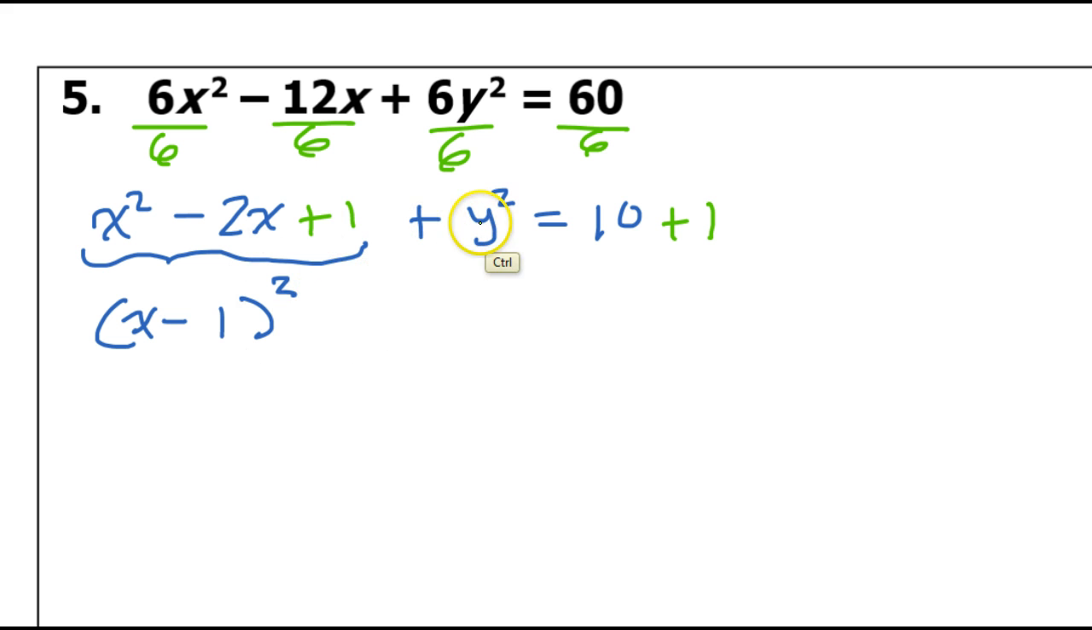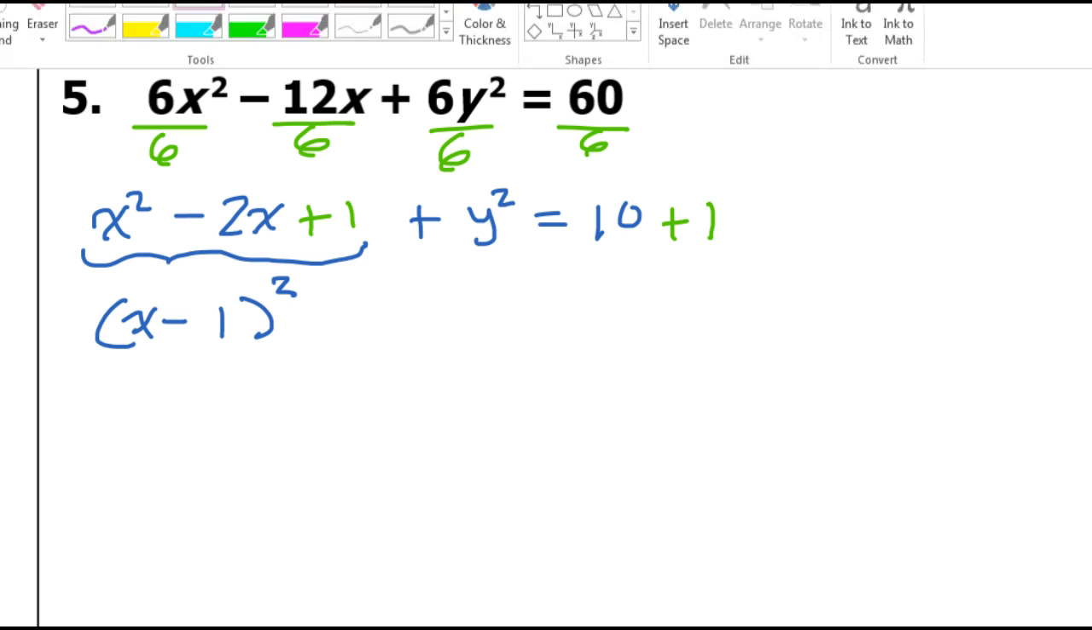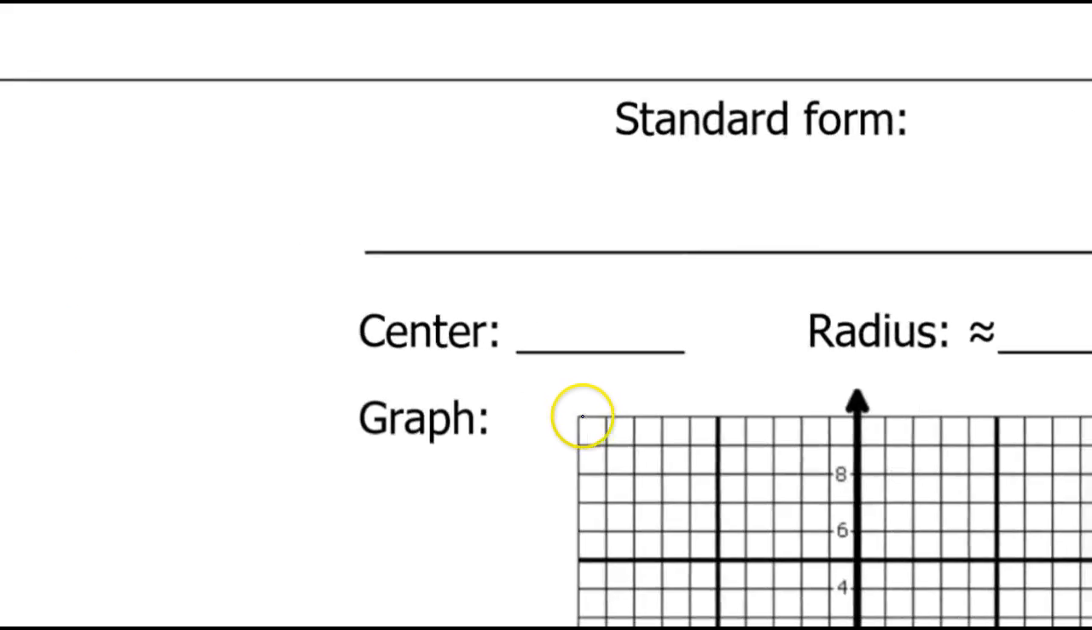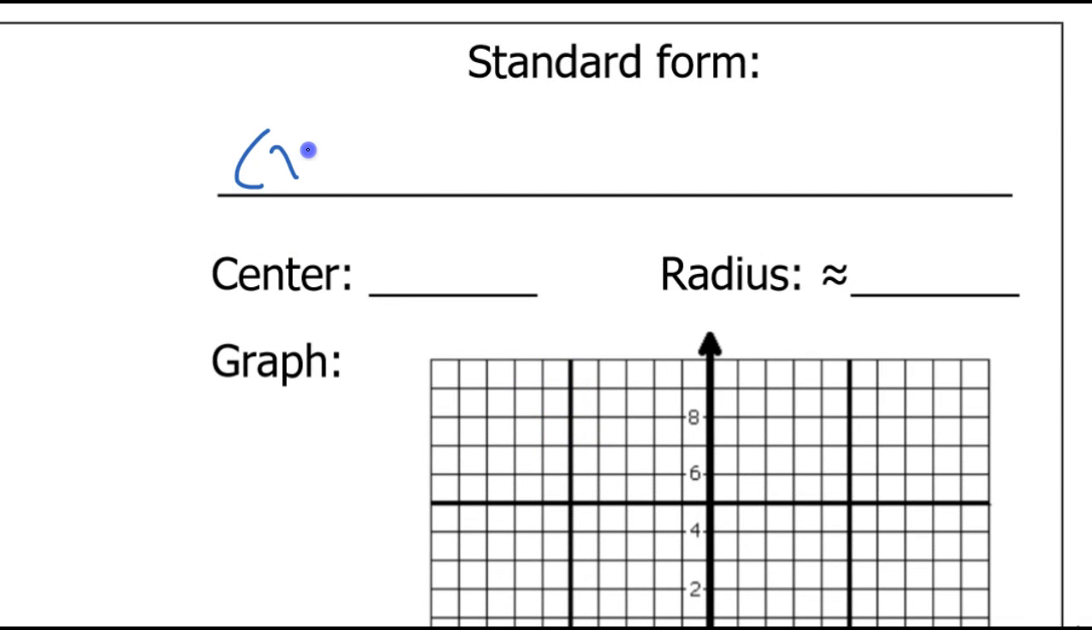Now, the y squared doesn't have any other terms, there's not a y term next to it, so the y squared is done. I'm just going to bring that down the way it is. So I'm going to have plus y squared is equal to 11. So that's it, x minus 1 squared. Standard form is going to be x minus 1 squared plus y squared is equal to 11.